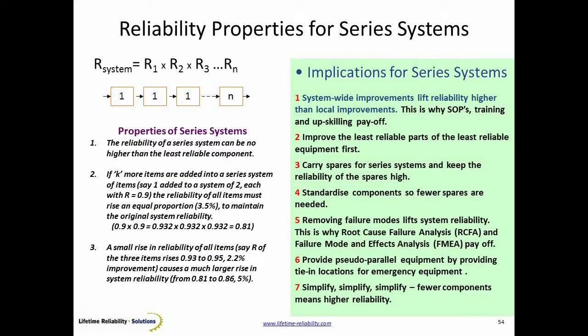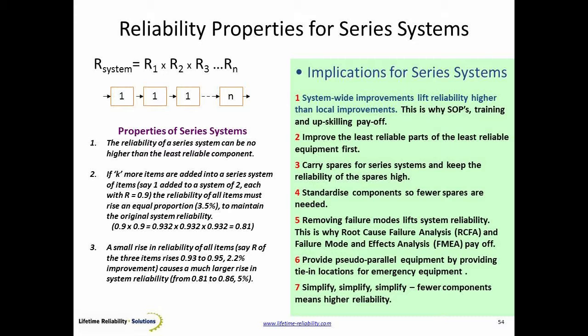Now with a system, there are some properties that are worth understanding. I'm going to work on this a little bit, so bear with me. Again, I'm going to use some maths just to highlight some of the issues. There are three key properties that we work with in plant wellness. The first one is that the reliability of a series system can be no higher than the least reliable component.